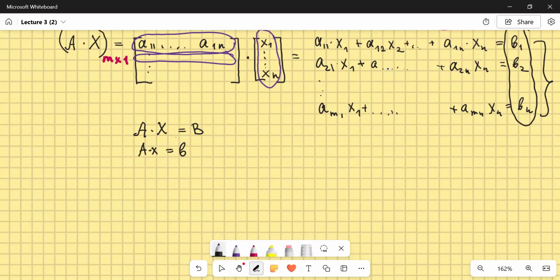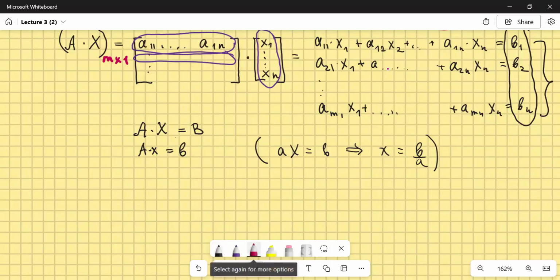By the way, the equation looks very much like a linear equation, right? Like if you compare it to ax equals b, you know how to solve this linear equation. If your unknown is x, to find x, what will you need to do? You need to divide b over a, right? Here, for matrices, it is going to be slightly more complicated, but we are going to have something similar to this.